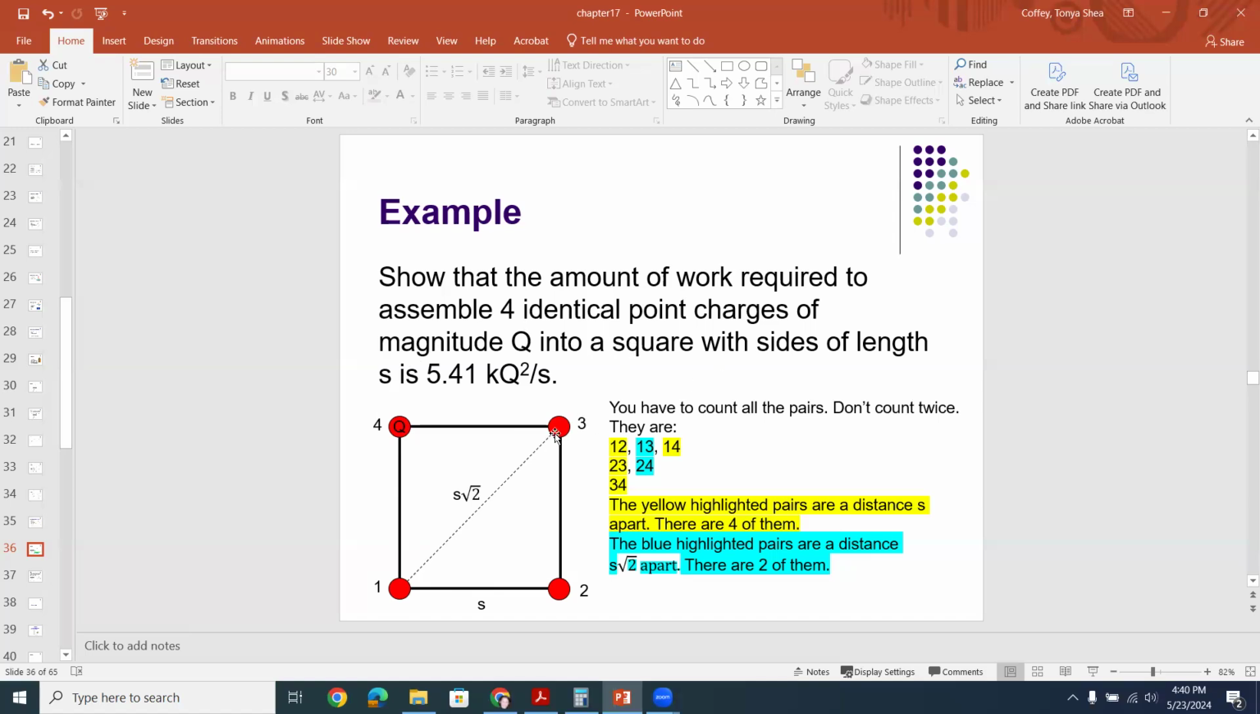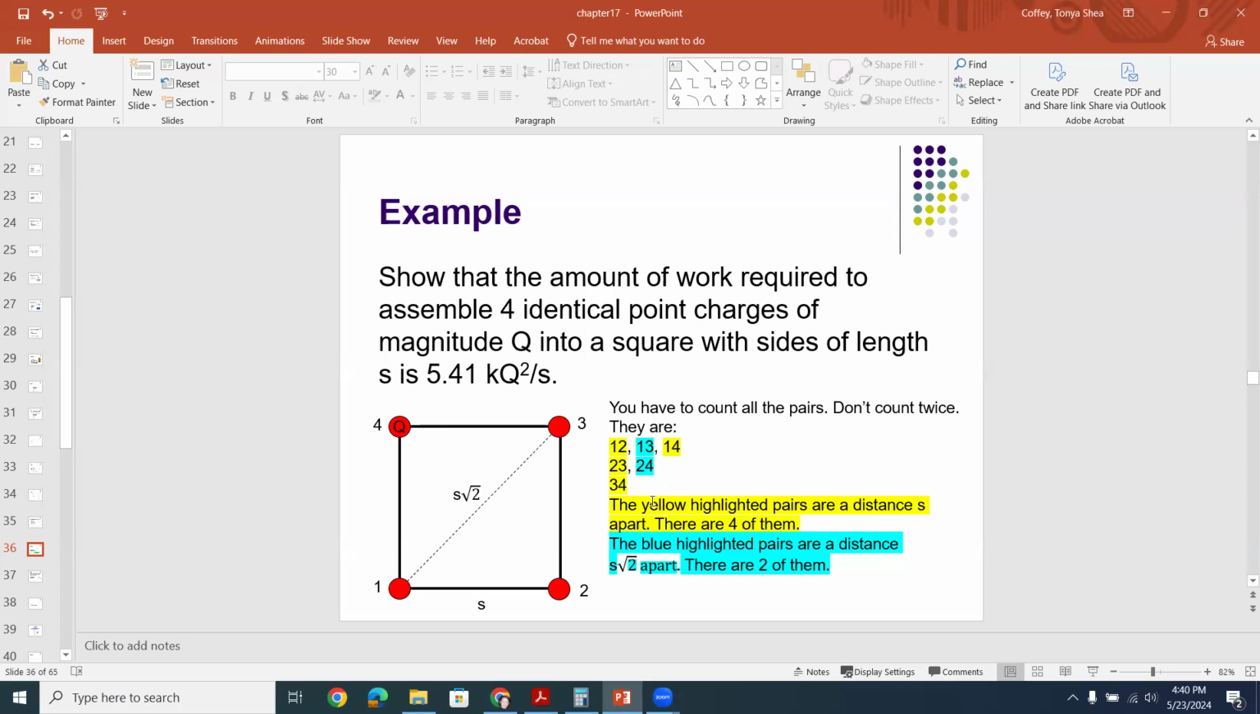And sometimes if you have more than a couple, it's easy to list them out. So I listed out the pairs. I numbered the charges 1 to 4, starting in the lower left corner and going clockwise around the square. 1, 2, 3, 4, like that. Okay, so I've got 1, 2, 1, 3, 1, 4, and then pairs 2, 3, and 2, 4, and then pair 3, 4. And that's all the pairs.